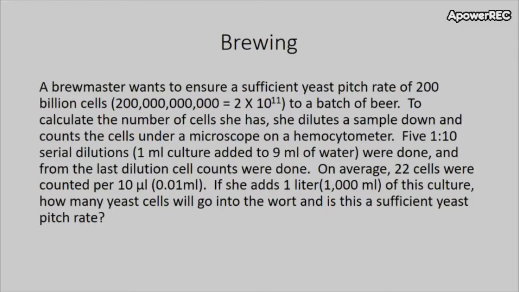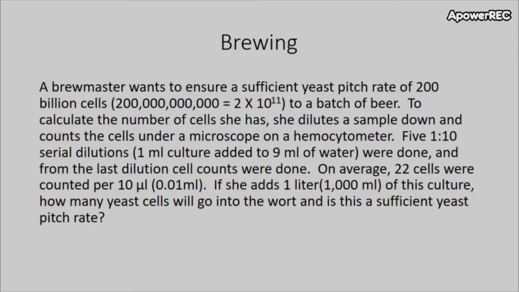To calculate the number of cells, she dilutes the sample down and counts the cells under a microscope on a hemocytometer. There are 5 1 to 10 serial dilutions that were done. So the 1 ml culture was added to 9 milliliters of water, and then that sample was mixed and diluted again. This was done 5 times. And at the last dilution, cell counts were done.